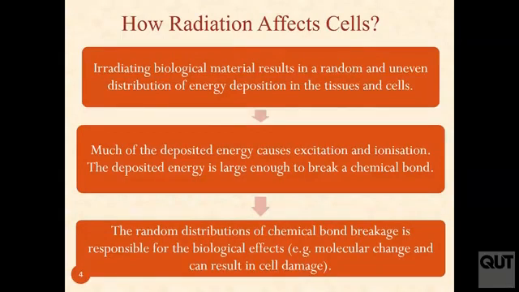So if you irradiate a biological material, you're going to get a random distribution of energy deposition in the cells. A lot of the deposited energy is going to cause excitation and ionisation, which will sometimes be enough to break a chemical bond. That is the main biological effect, the actual chemical bond breaking. So the random distribution is responsible for the biological effects.